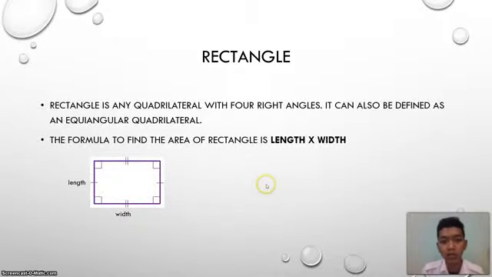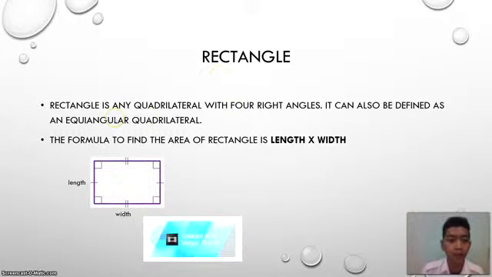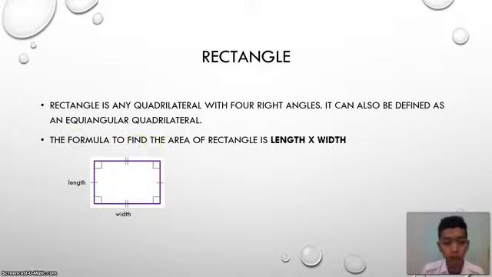Okay, I want to explain about the first shape. The first shape is rectangle. A rectangle is any quadrilateral with four right angles. It can also be defined as an equiangular quadrilateral. The formula to find the area of a rectangle is length times width. You can see this is the length and this is the width.